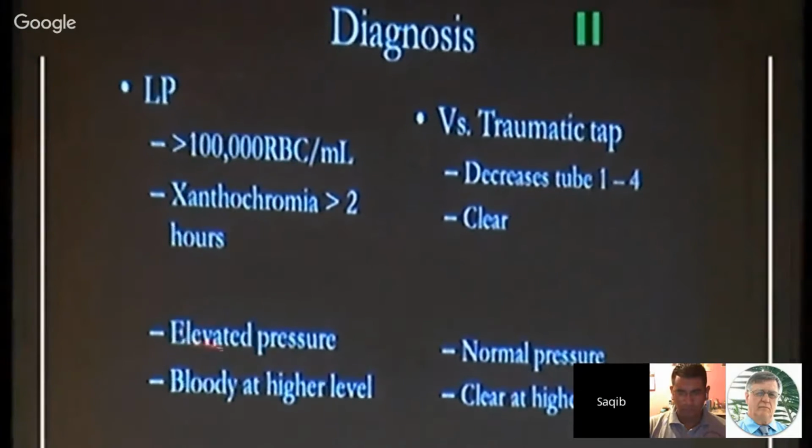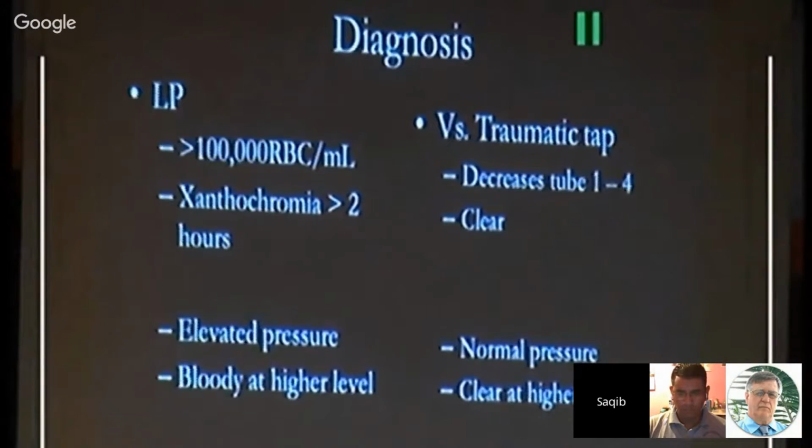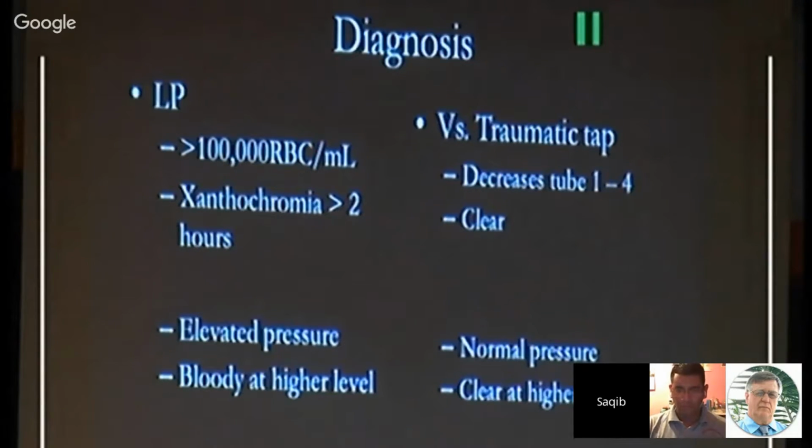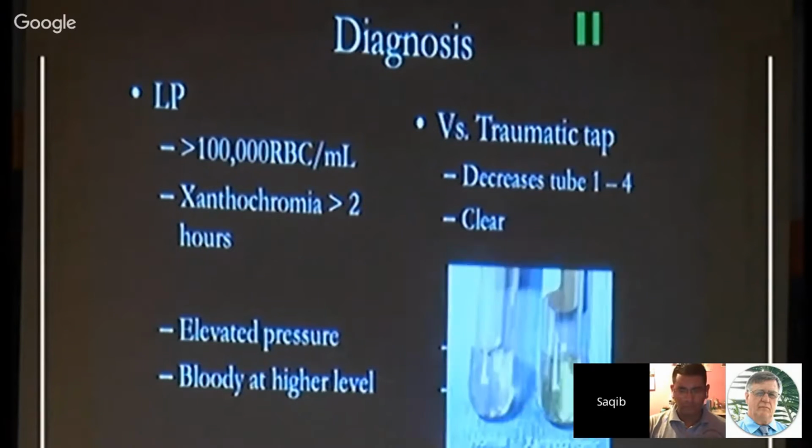Other ancillary things, you should always measure an opening pressure. I've yet to encounter a patient with subarachnoid hemorrhage that didn't have elevated opening pressures, versus a traumatic tap that obviously has normal pressures. The other thing, if you want to be completely certain about it, is that you can do a lumbar puncture at a higher level. Usually we do it at L4-5, you can go to L3-4 very safely, and check at that level and see what the fluid looks like to differentiate it from a traumatic tap. Obviously, it shouldn't be bloody at the higher level for a traumatic tap.